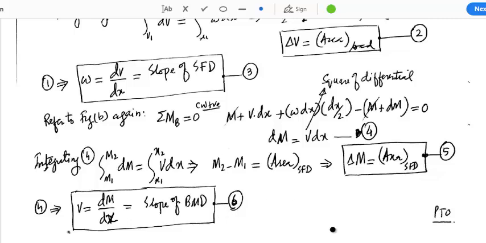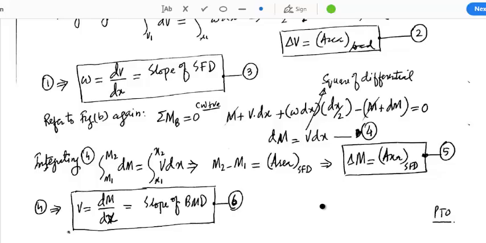So the 4 most important expressions from this discussion are expression number 2, that the change in shear is equal to the area of the load diagram, and the slope of SFD is equal to the magnitude of load. Then equation number 5, which says the change in moment is equal to the area of the shear force diagram, and expression number 6, which says that the magnitude of shear is equal to the slope of the bending moment diagram. Using these 4 relationships, we will draw shear force and bending moment diagrams.